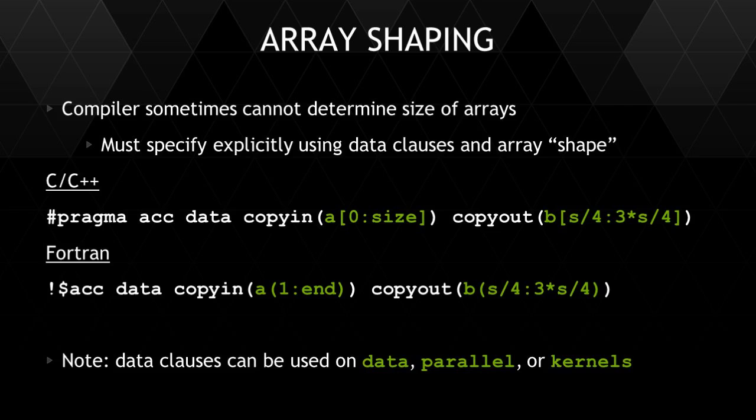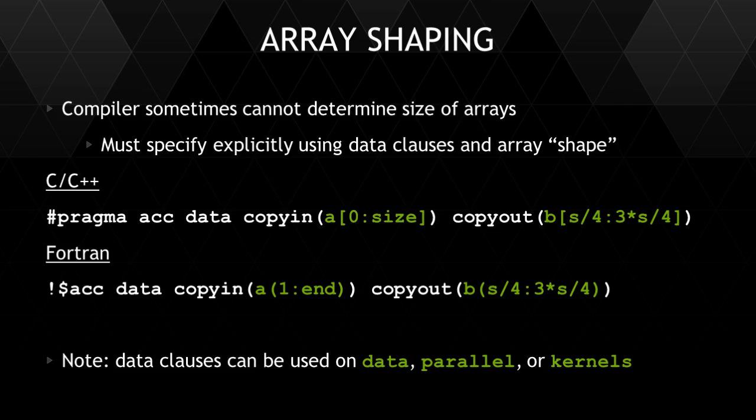Now, in addition to specifying here are the arrays that I want you to copy, frequently, especially in C and C++, you'll need to specify the size of those arrays. So if you think about it, the compiler may not understand how big an array is because you've allocated it using malloc. So frequently you need to explicitly give a shape to your array. So you can see here on my first one, the C and C++ pragma, I have a copyin of A, and I'm saying start at 0, because that's where C arrays always start, and copy size elements, where size is the number of array elements, not the size in bytes.